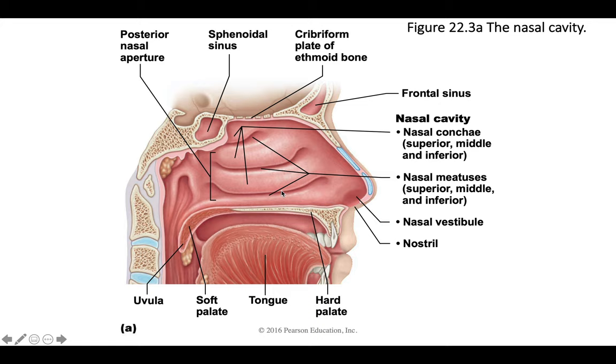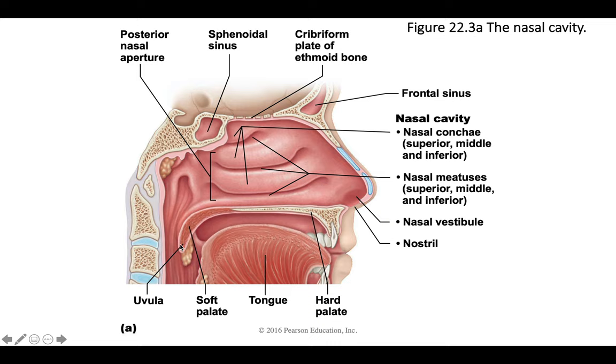And these openings, that's your nostril. Here's the nasal vestibule over here. This first corridor, if you would like to look at it that way, that's going to be the nasal vestibule over here. And as we go back over here, we're going to be looking at this structure.